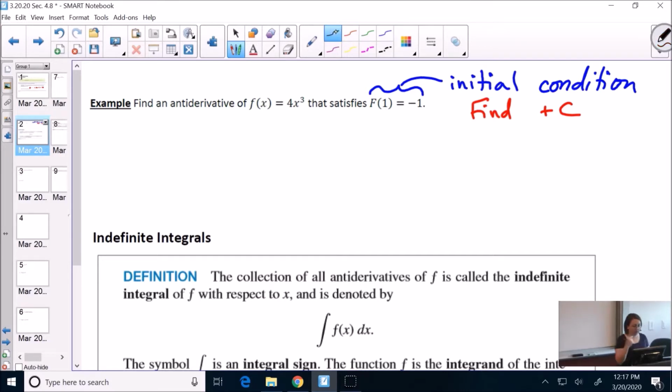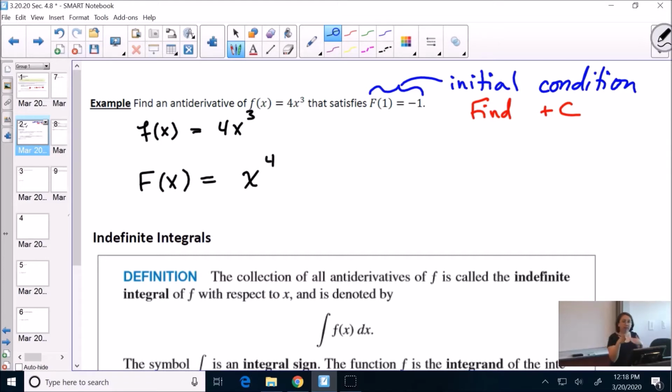Alright, so let's go back to f. If f of x is 4x cubed, I want you to think about what would you need to start with. What would the antiderivative have to be, so that if you took the derivative, you'd end up with 4x cubed? What function, when you take the derivative, gives you 4x cubed? Well, it looks like the power rule. Remember, we bring the power down and we do one power less. So what would our power have been if we had not taken the derivative? Power would be one more.